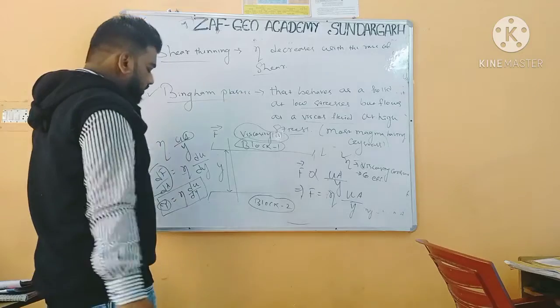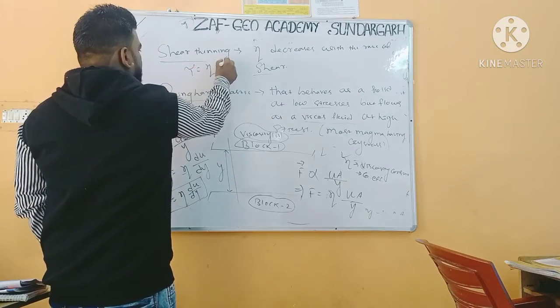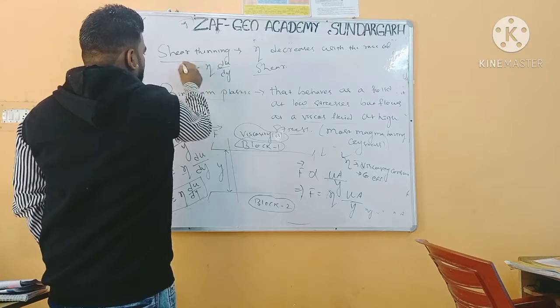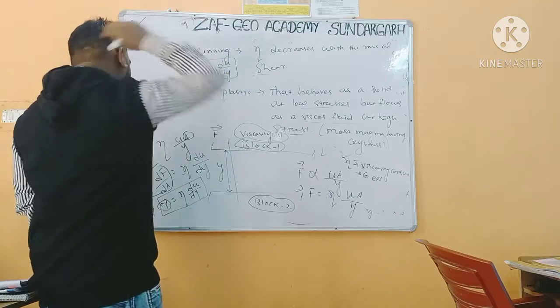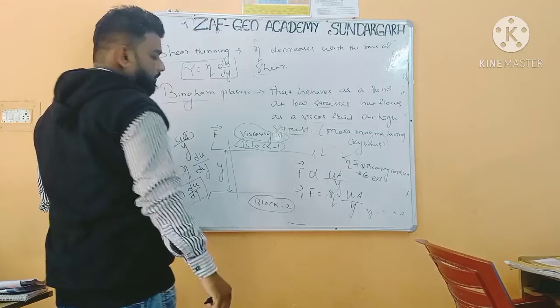Now the fluid must follow this law: tau will be equal to eta du upon dy. A fluid must follow this law, this formula, to be a Newtonian fluid. Okay.